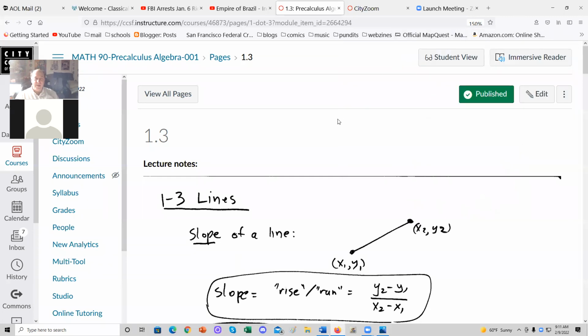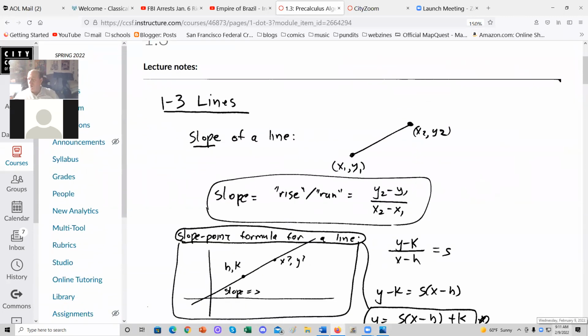All right. Now for today, we will be going over section 1.3, lines, and section 1.4, solving quadratic equations. Okay, starting with a line. A line will have given 2 points on the line, x1, y1 and x2, y2. Then we define the slope of the line as rise divided by run. Rise is how much y changes, y2 minus y1, over how much x changes, x2 minus x1.